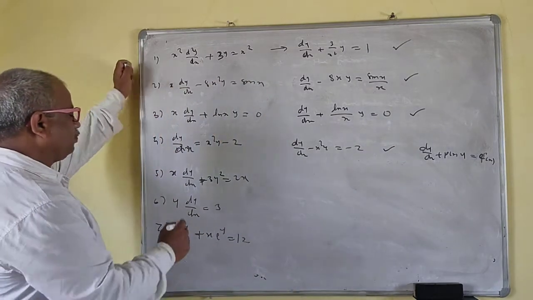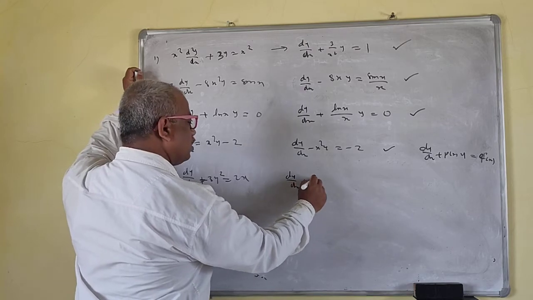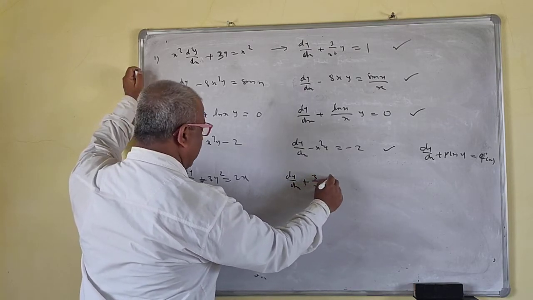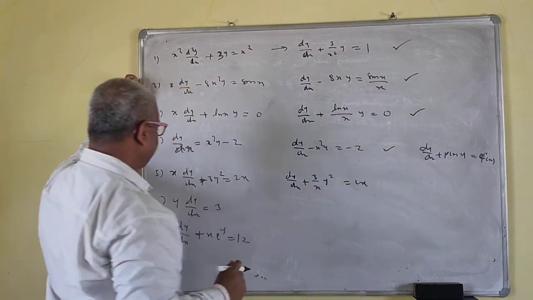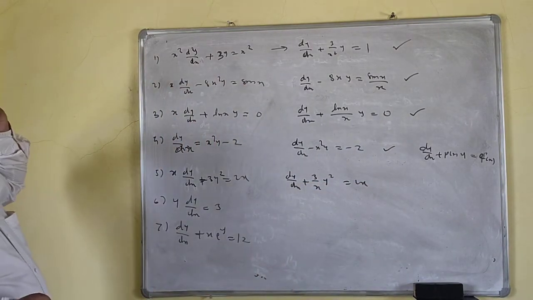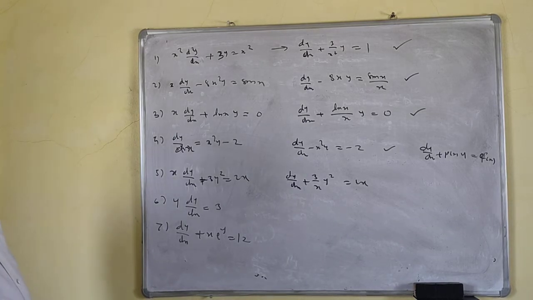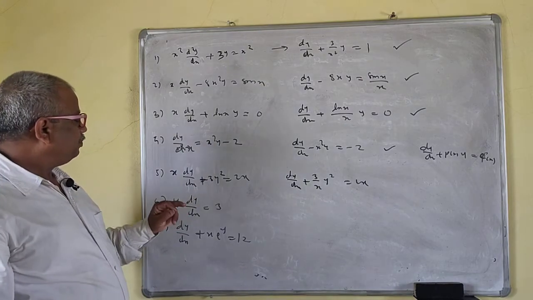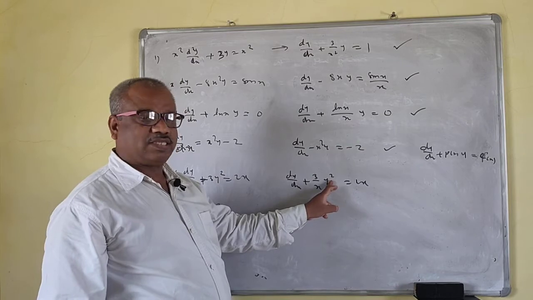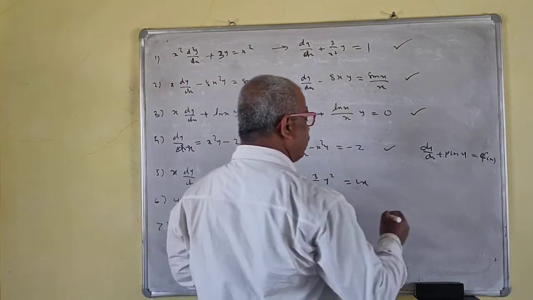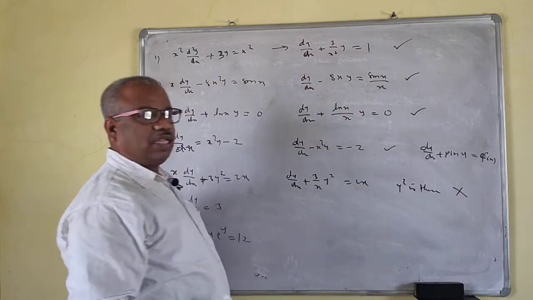What about this? So this is dy by dx plus 3 upon x y square is equal to twice x. So now see here. This is okay, but y square is there. So this is not linear differential equation.